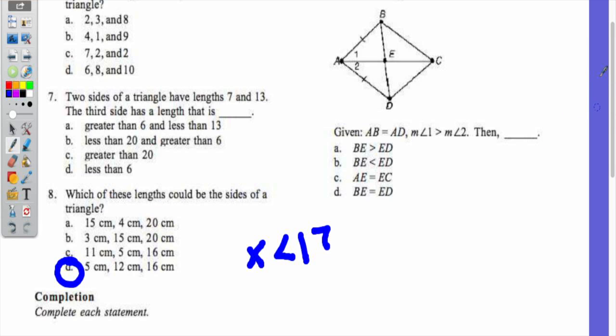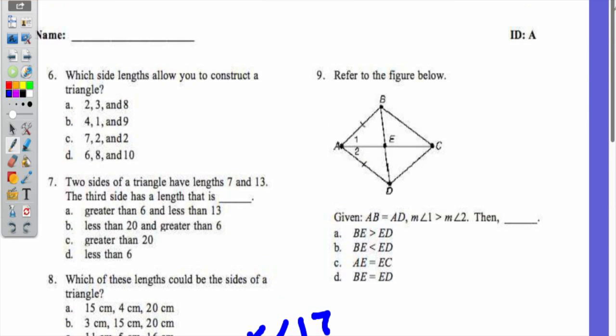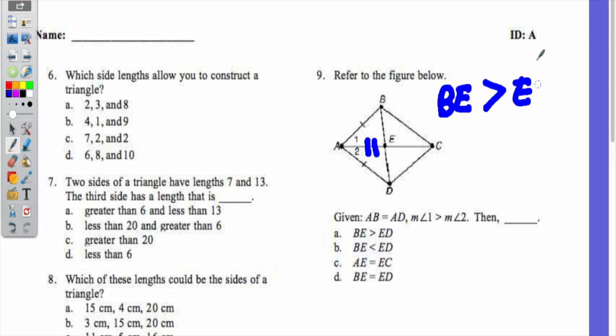And 16 is less than 17. Moving over here to number 9. You are told that AB is equal to AD. You should also realize here AE is equal to AE. This is the Hinge Theorem. You have two triangles, two sets of congruent sides, but angle 1 is larger than angle 2. That means the side opposite angle 1, which is BE, is going to be greater than the side opposite angle 2, which is ED. So it's A.